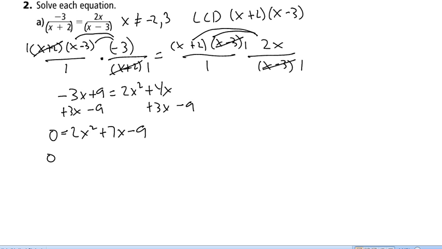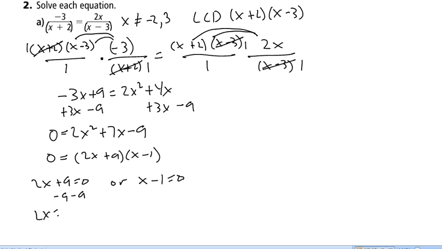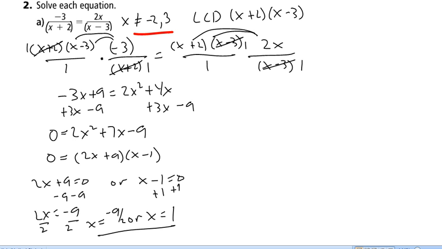And again, we need to factor this. So we end up with 0 equals 2x plus 9 times x minus 1. Which means that 2x plus 9 equals 0, or x minus 1 equals 0. Over here, we subtract 9 from both sides. 2x equals negative 9, divide by 2, x equals negative 9 over 2, or add 1 to both sides, x equals 1. So these are our two possibilities. Check up at the top. Neither of those is going to cause division by 0.